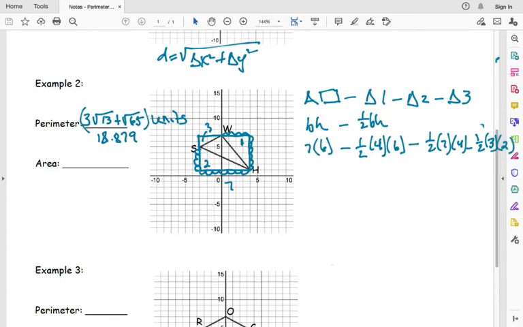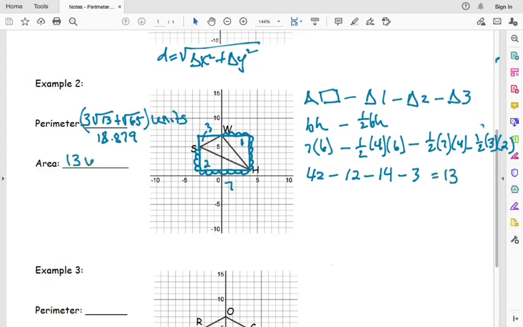So calculating all of that, I'm going to do 42 minus half of 4 is 2 times 6 is 12. Then the next one, I'm going to do half of 4, which is 2 times 7 is 14. And then minus on the last one, that becomes 3. So when I calculate that, I end up getting 13 for my area.